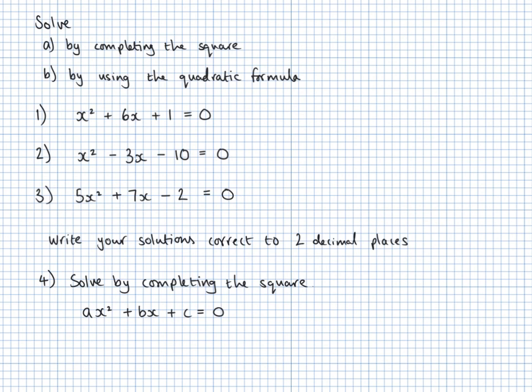Okay, so here are some questions for you to practice. Solve these equations by completing the square, and then solve them again by using the quadratic formula. You should get the same answers both times. Write your solutions correct to 2 decimal places for all of these. And question number 4 is solve by completing the square ax squared plus bx plus c equals 0. So you need to write x is equal to an expression in terms of a, b, and c.